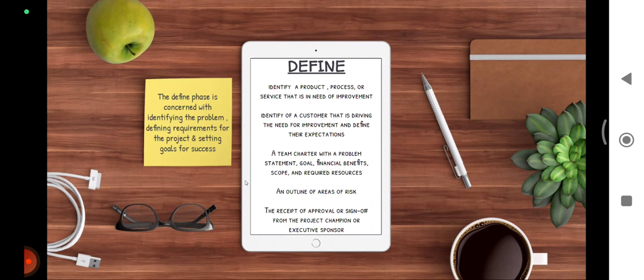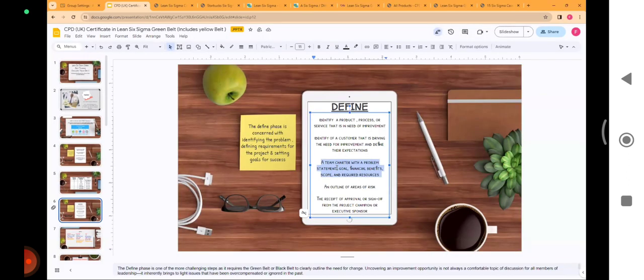Actually, no, okay? What happens now, the define phase, it's also intended, especially this team charter right here. The team charter is going to explain, okay, to the top management and the people, the decision makers in your organization, to determine if indeed there is a need to improve based on the cost and benefit analysis. That is why by the end of the define phase, you should get approval and sign off.